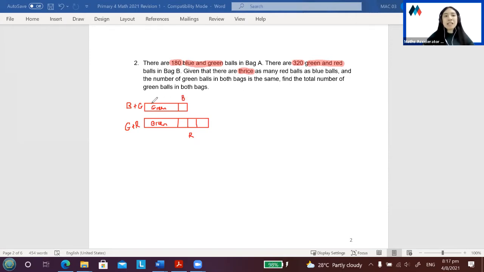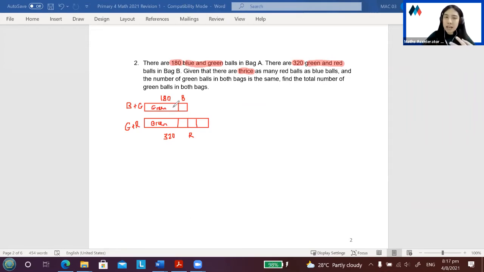Blue. So the total for blue and green is 180, right? The total for green and red is 320. Yes, we do, right? Why? Because wait, you have to add the green ball in both bags. You have to cut out a section for the green ball in both bags, but don't add them together yet.